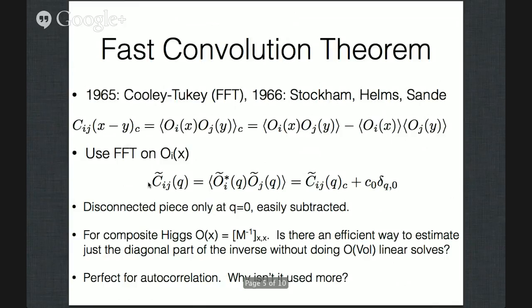Now, something that I didn't know for a long time, but was pointed out to me eventually, was that if you had some way of constructing the diagonal, just the diagonal entries of the inverse, you could stick them all in a vector. And then normally when you want to calculate this two-point function, you have to calculate the convolution of this vector with itself.